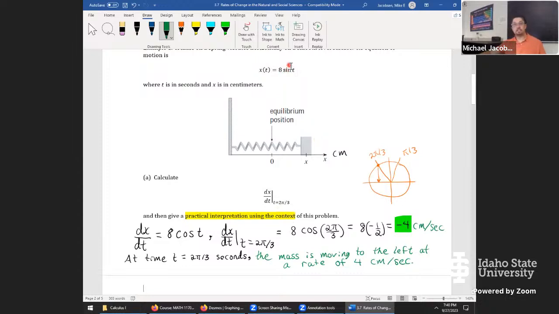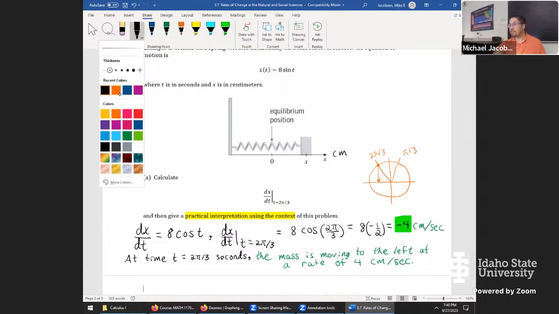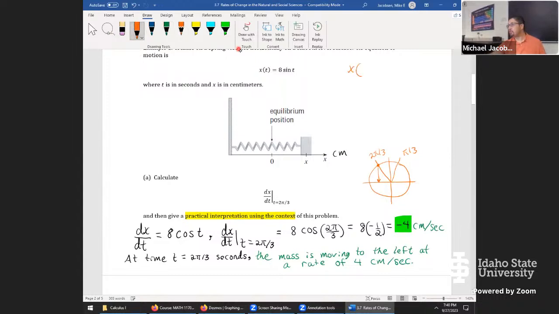If we put 2 pi over 3 inside this right here, let's do it just for the sake of explanation. x at 2 pi over 3 would be 8 sine 2 pi over 3. Looking up the value for 2 pi over 3 on sine, it's really close to 0.9, and that's the root 3 over 2 value. So it becomes 8 times root 3 over 2, so 4 root 3. And this would be 4 root 3 centimeters to the right of the 0. So somewhere out here. So at 2 pi over 3 seconds, this is just where it ends up, 4 root 3. So somewhere over here.